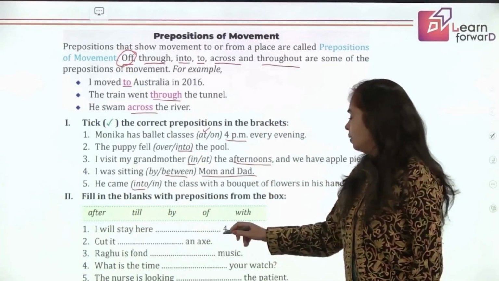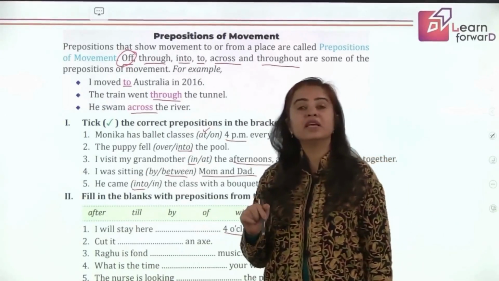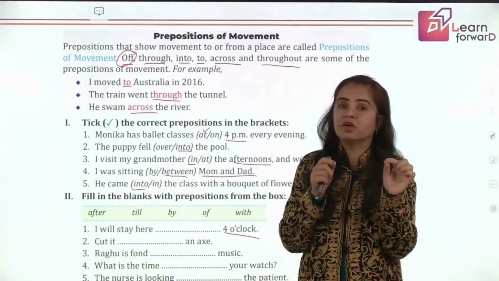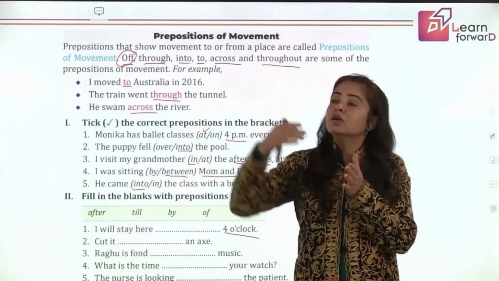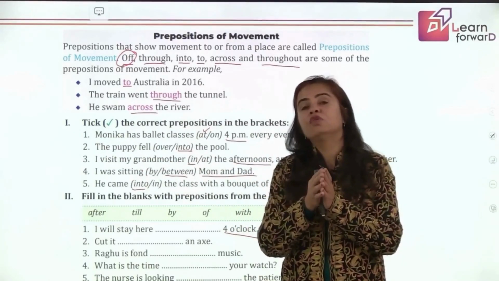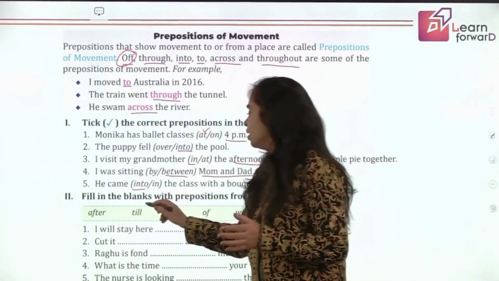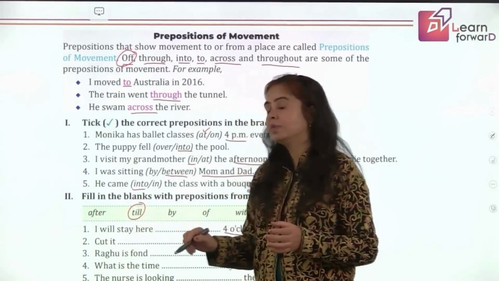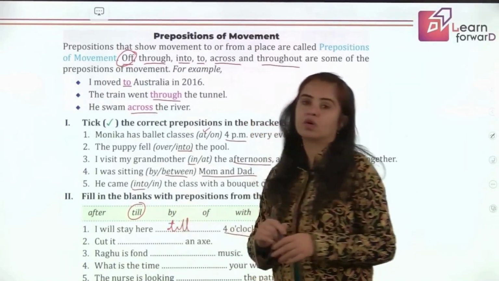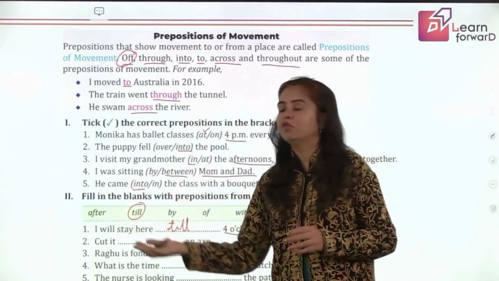I will stay here. Oh, the time is given here, but we are not saying I'll stay here at 4 p.m. It is not a particular time you will stay somewhere. It means that from some time beginning up to 4 o'clock you will be staying. So for such, this is the movement of time, we use till. That means up to. So I will stay here till 4 o'clock, means up to 4 o'clock. Starting from some time before 4 o'clock.